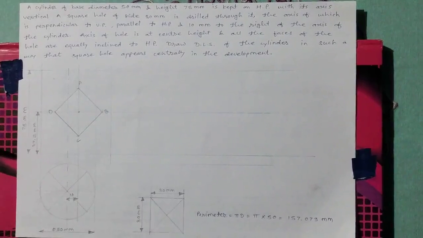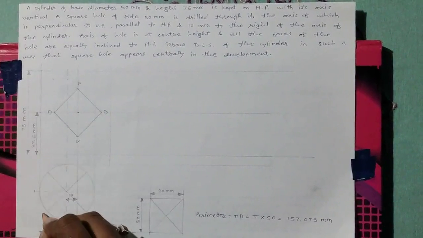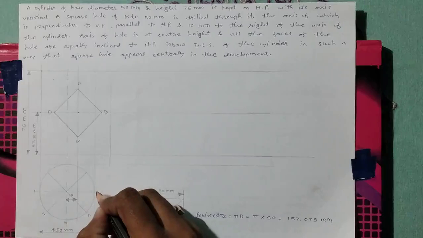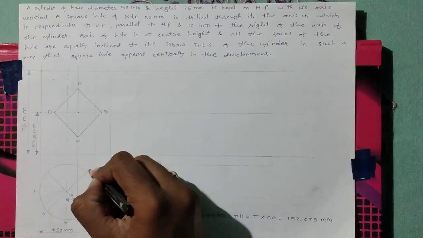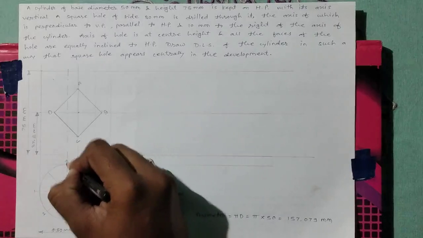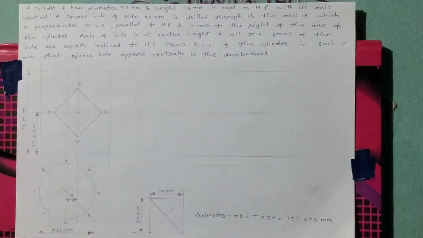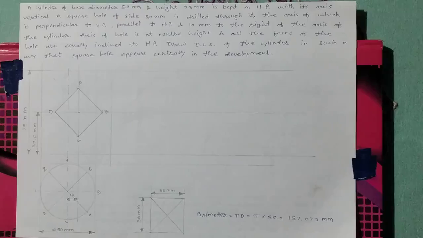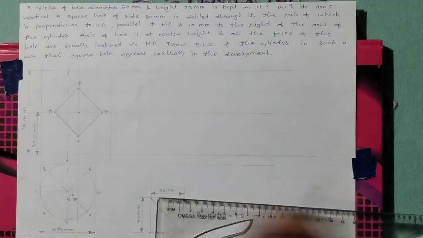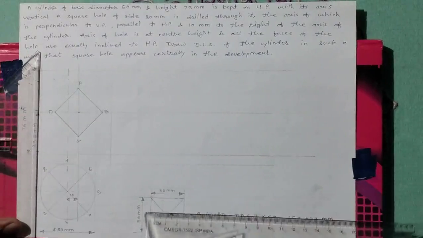Name these parts: 1, 2, 3, 4, 5, 6, 7, 8. After naming these parts, take the projection of this square hole in top view.